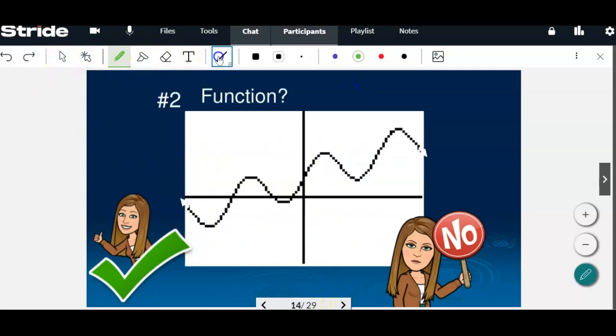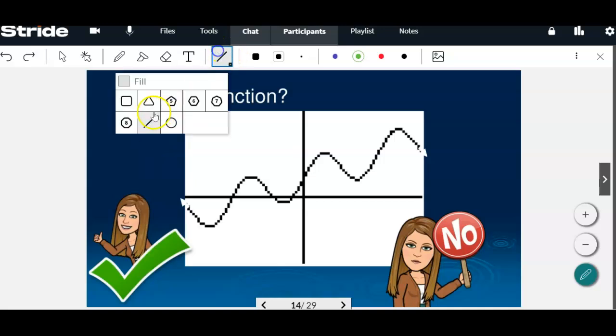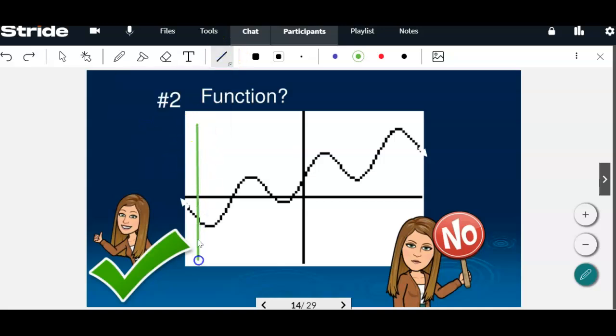All right, another vertical line test here. Move it all the way across. Only one spot for each one. It is a function.